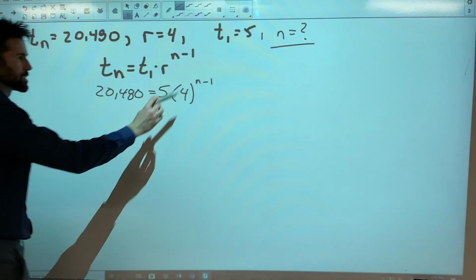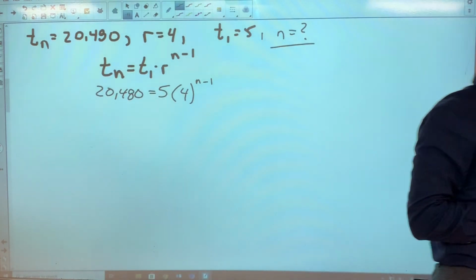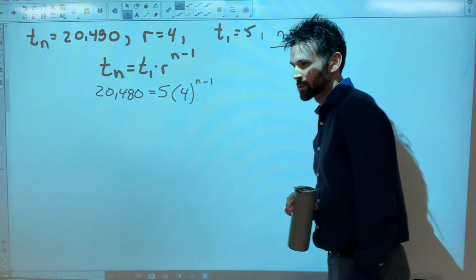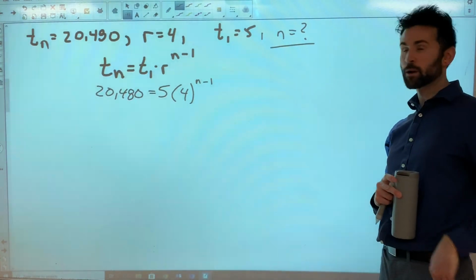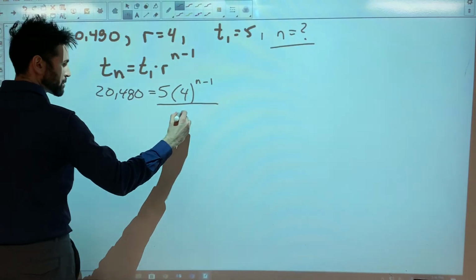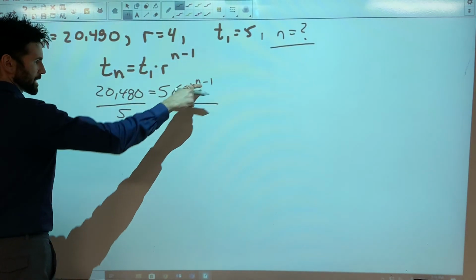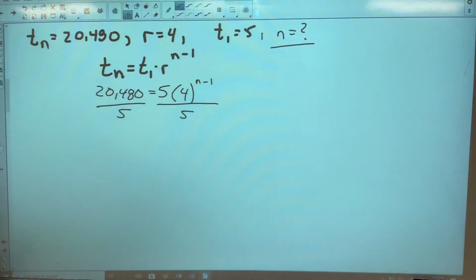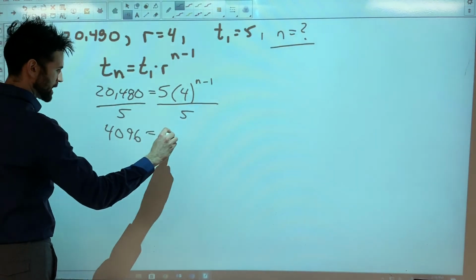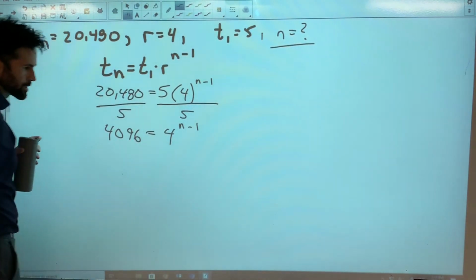This is tricky because in grade 11, you guys don't really know how to solve equations when the variable is a power. You'll learn these wonderful things called logarithms in grade 12, but right now we don't know. But we will be able to probably do a guess and check method. So let's see. We can divide both sides by 5. Let's just try to isolate this. So what's this number divided by 5? Somebody. 4,000. Thank you very much. And it's 4 to the power of n minus 1.